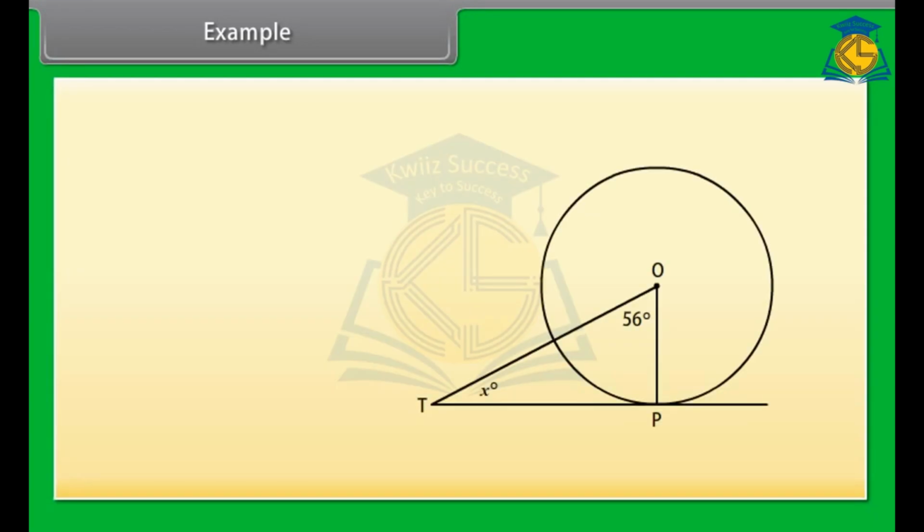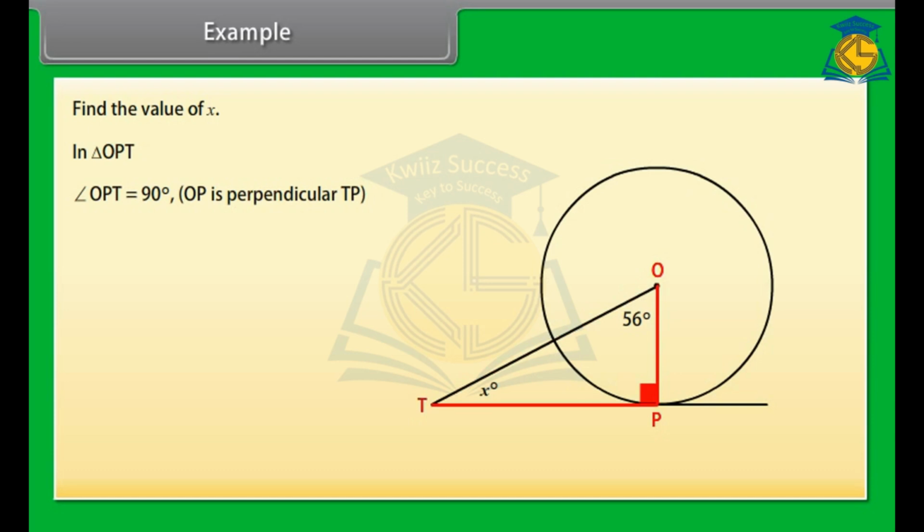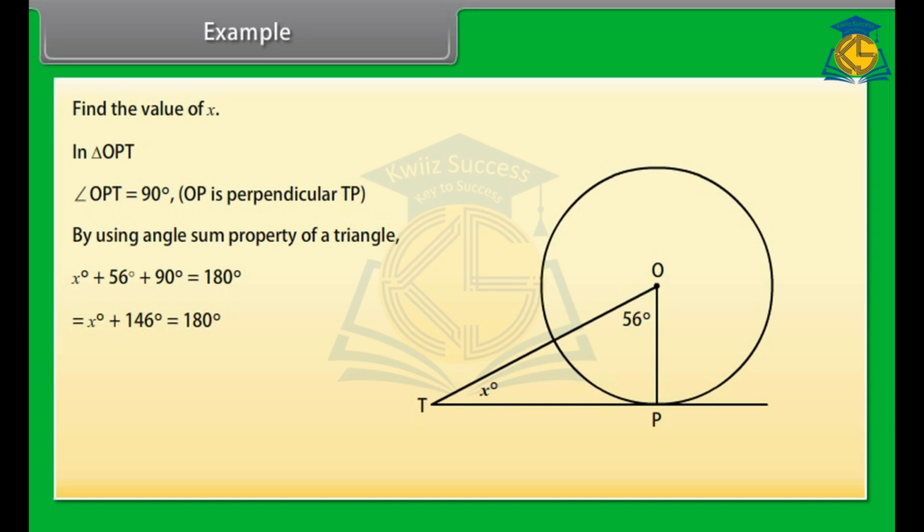Example. Look at the figure given. Find the value of X. In triangle OPT, angle OPT is 90 degree because OP is perpendicular to TP. Also, by using angle sum property of a triangle, we can say that X degree plus 56 degree plus 90 degree is equal to 180 degree, which is equal to X degree plus 146 degree, which equals 180 degree. Solving this, we get X as 34 degree. Hence, the value of X is 34 degree.